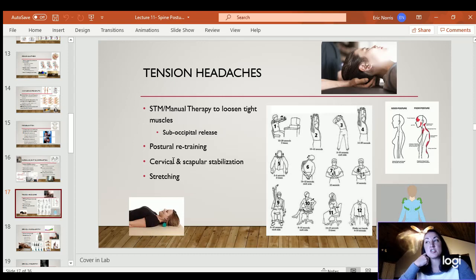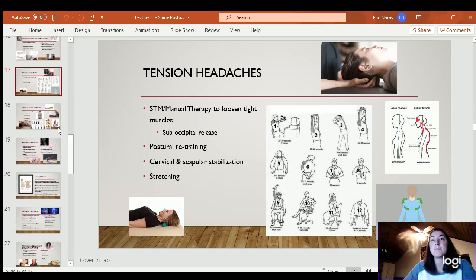Scapular stabilization, again, we will go over in lab. And stretching. Stretch whatever's tight. Often the sternocleidomastoid, upper trap, scalenes, levator scap, and suboccipitals. Those are the main ones that are tight, and we will practice palpating those as well as stretching and mobilizing those in lab.